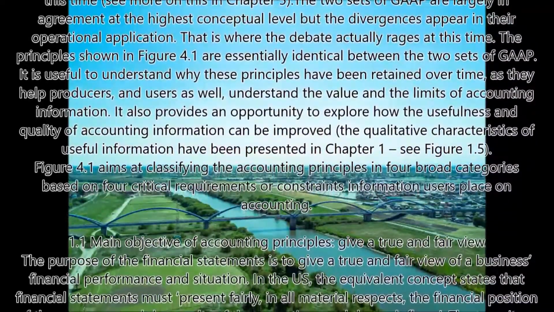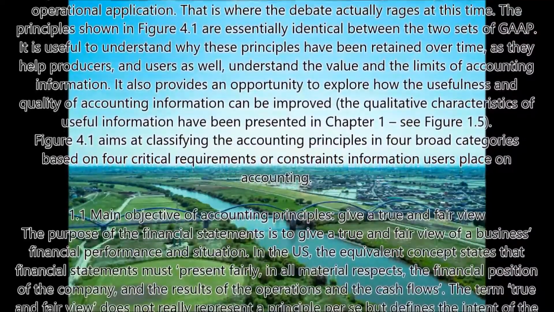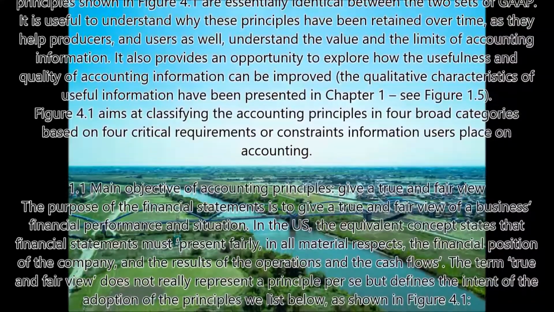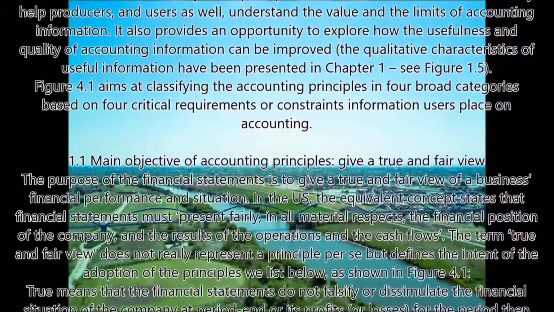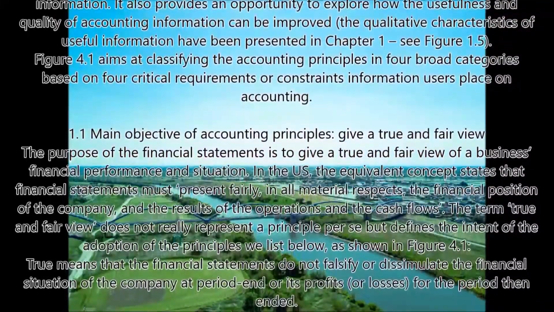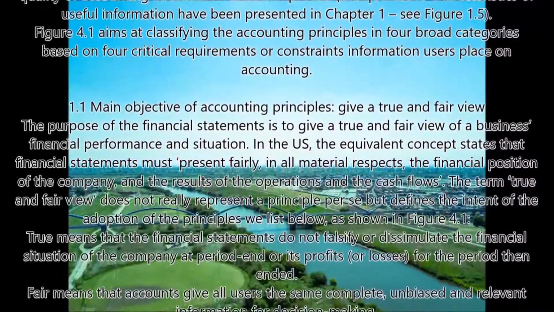1.1 Main objective of accounting principles: give a true and fair view. The purpose of the financial statements is to give a true and fair view of a business's financial performance and situation. In the US, the equivalent concept states that financial statements must present fairly, in all material respects, the financial position of the company, and the results of the operations and the cash flows. The term true and fair view does not really represent a principle per se but defines the intent of the adoption of the principles we list below, as shown in Figure 4.1.